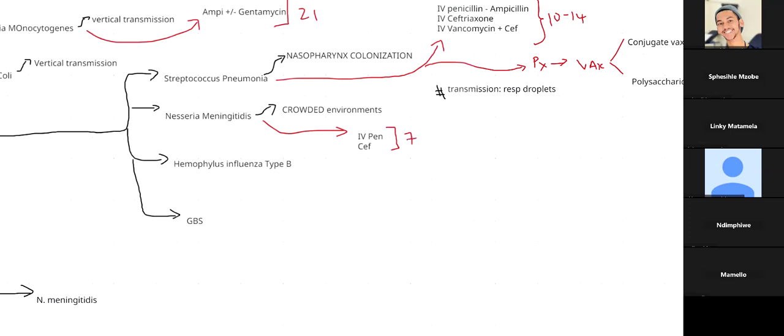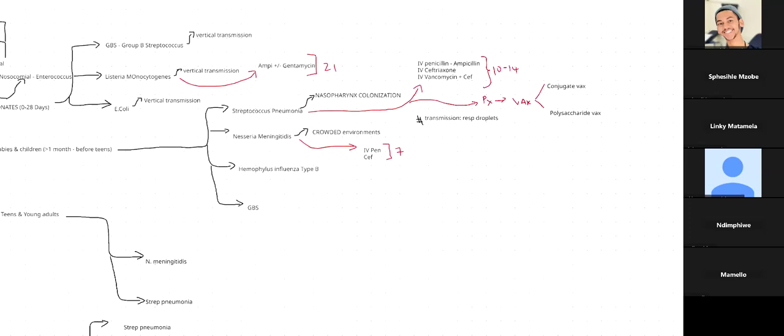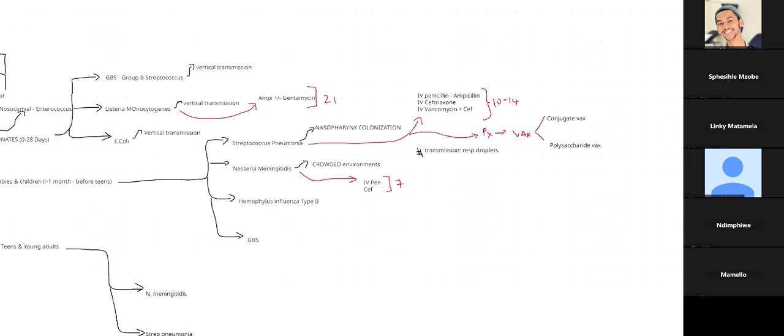Haemophilus influenzae, definitive treatment there is IV cefuroxime, and that is for 10 days. So IV cefuroxime for 10 days. Cool. I think we can move on, I just want to see if I didn't cover everything.